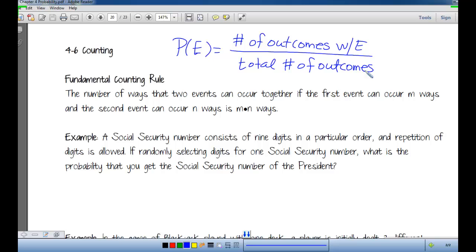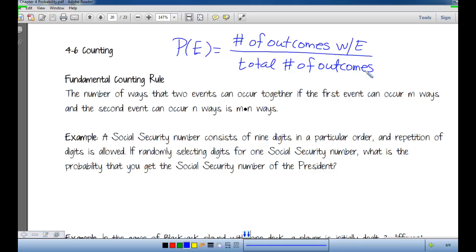A social security number consists of 9 digits in a particular order, and repetition of digits is allowed. If randomly selecting digits for one social security number, what is the probability you get the social security number of the president? Sometimes the problems in this section will ask us how many, and sometimes they'll ask us, like we see here, what is the probability? We'll have to go one step further to get this probability.